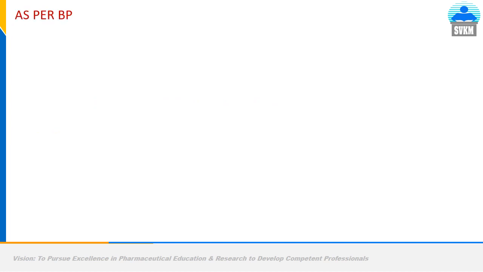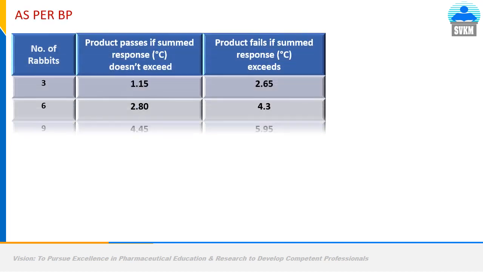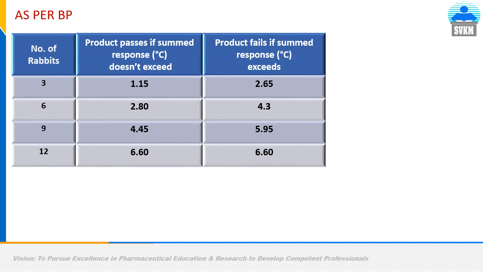As per the British Pharmacopoeia, slightly different criteria apply. We can check the pyrogen testing in 4 different stages. In the initial stage, we take a group of 3 rabbits. We can say the product passes if the summed responses of the rabbits do not exceed 1.15 degrees Celsius. We can say the product fails if the summed responses are greater than 2.65 degrees Celsius. But if the values are between these two, that is between 1.15 and 2.65 degrees Celsius, then we repeat the test over another 3 rabbits.